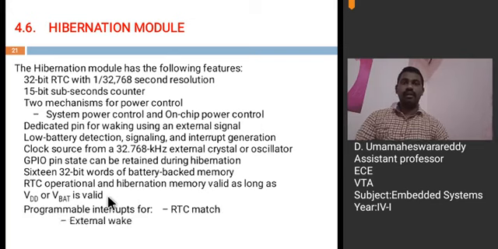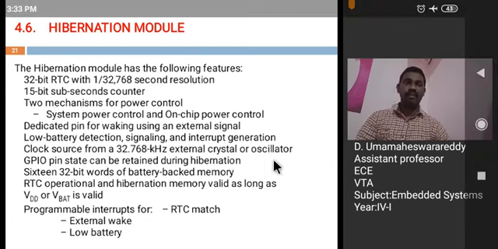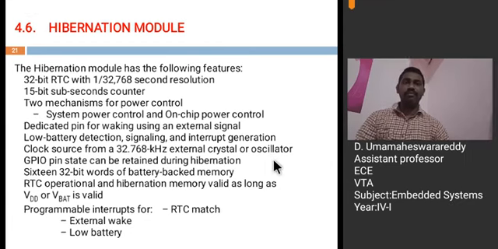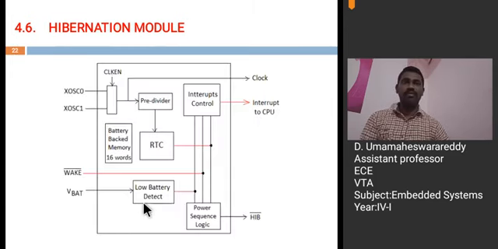Next, it has 3 programmable interrupts which can wake up your processor or peripherals from the hibernation mode. What are those 3 interrupts? One is the RTC match, that means real-time clock match, or the external wake-up signal, or the low battery indication. These 3 signals can wake up your processor or peripheral from hibernation mode. Understand?